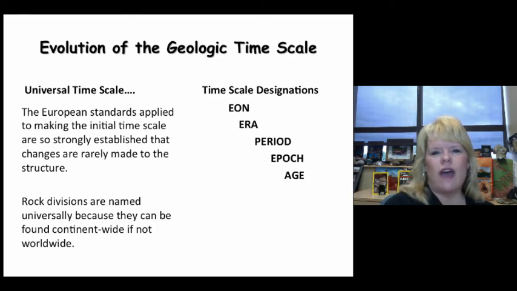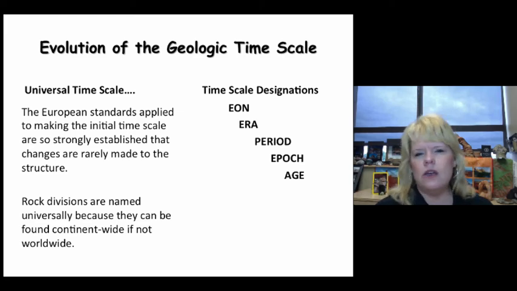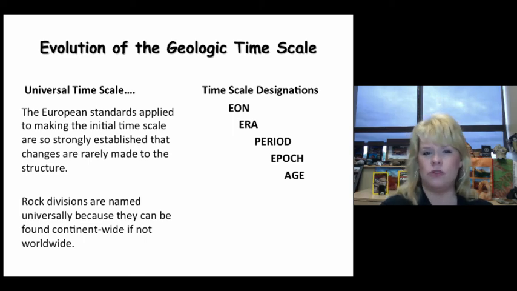So eons are vast amounts of millions, hundreds of millions of years, usually 500 million years or more. So eras are the next dividing point in the geologic time scale, and they represent chapters, for lack of a better word.